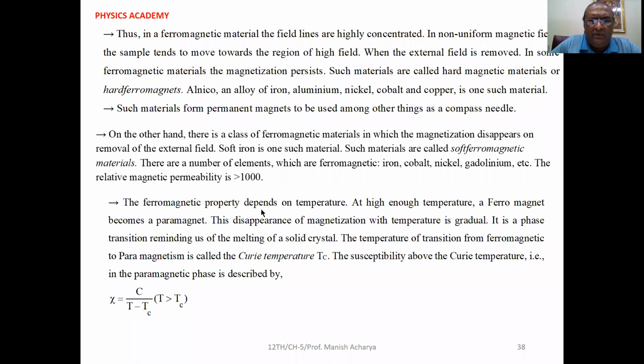The ferromagnetic property depends on temperature. At high enough temperature, a ferromagnet becomes a paramagnet. This disappearance of magnetization with temperature is gradual. It is a phase transition, reminding us of the melting of a solid crystal. The temperature of transition from ferromagnetism to paramagnetism is called the Curie temperature, TC. The susceptibility above the Curie temperature, that is, in the paramagnetic phase, is described by chi equals C upon T minus TC, where T is greater than TC.